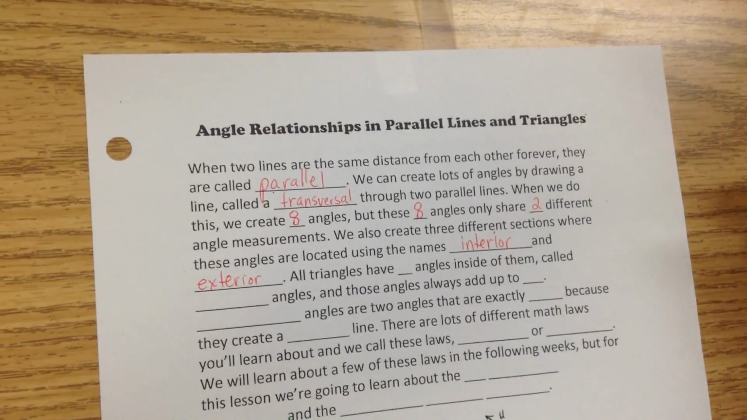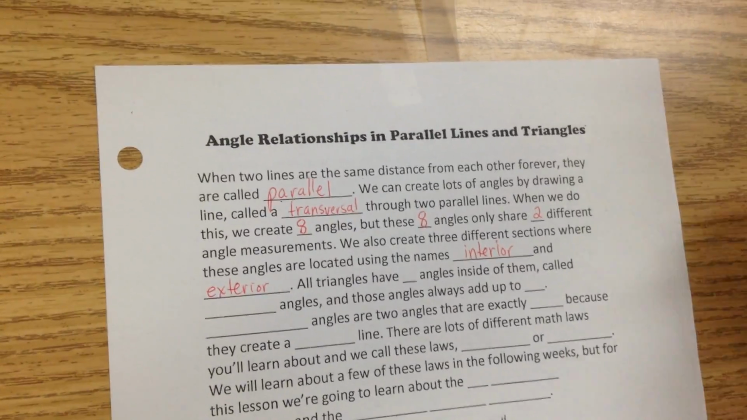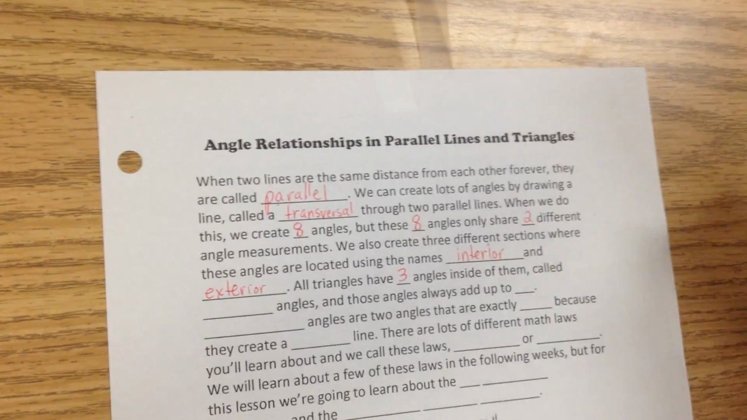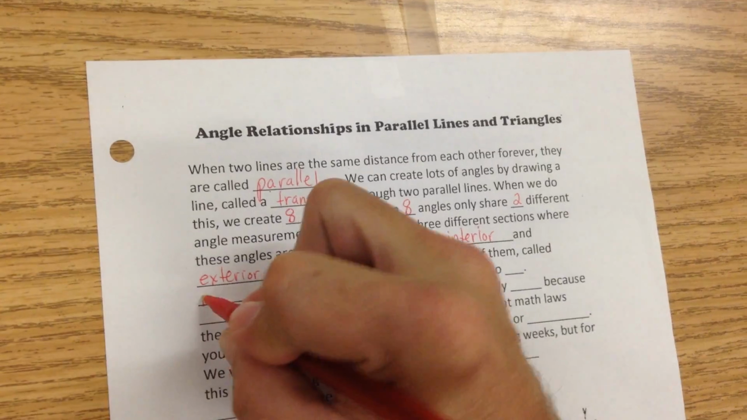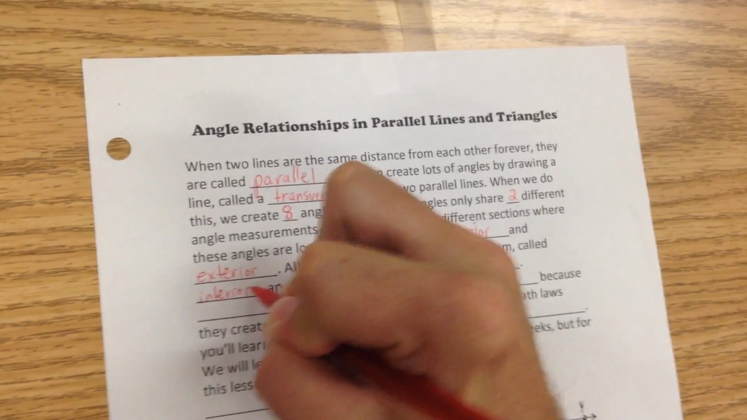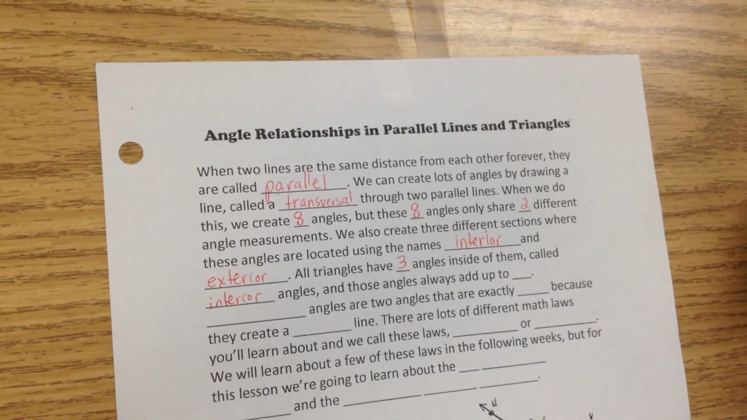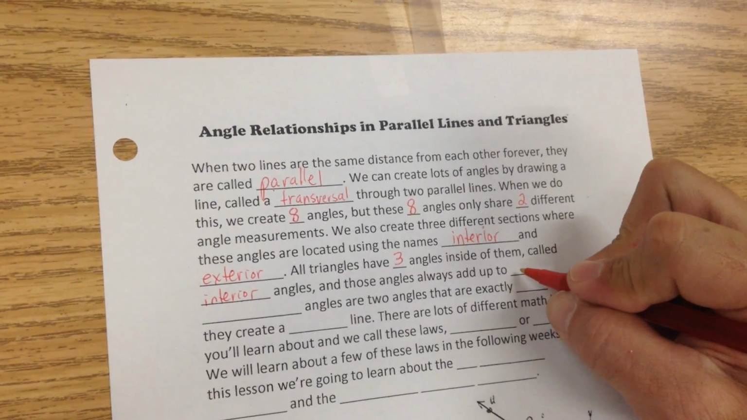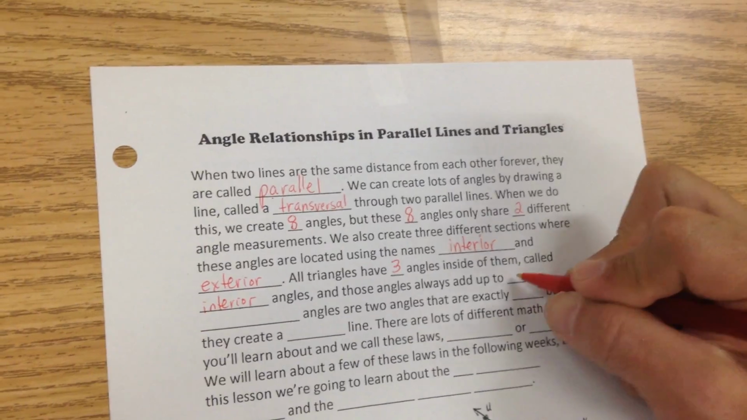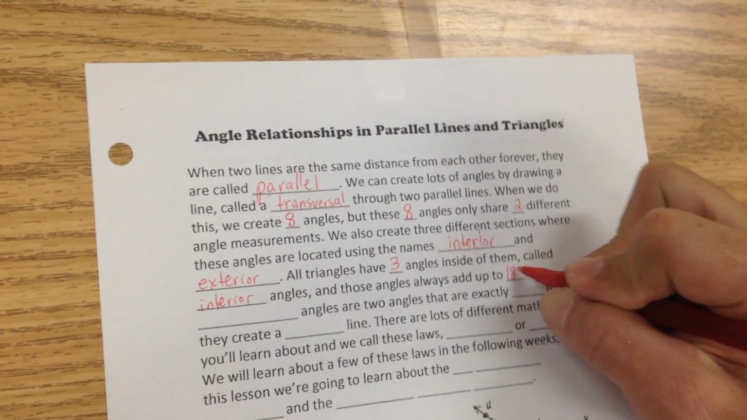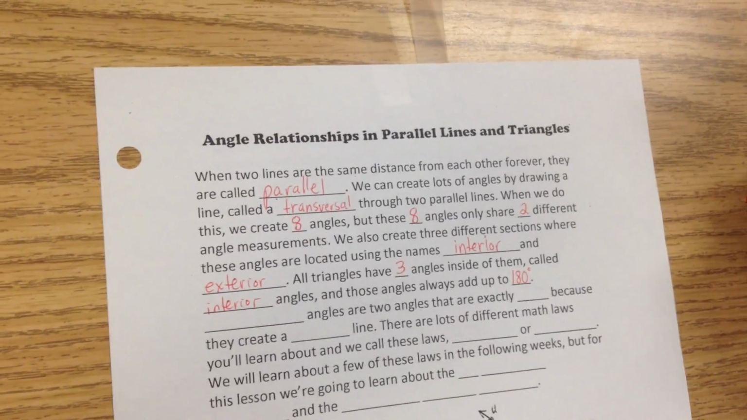Later in the notes, we're going to talk about the fact that all triangles have 3 angles inside of them, which we should know very well. And these are actually called interior angles, which you may not have known. And those angles always add up to, maybe you can answer this one before I do, what do the angles of a triangle always add up to? They always add up to 180 degrees.